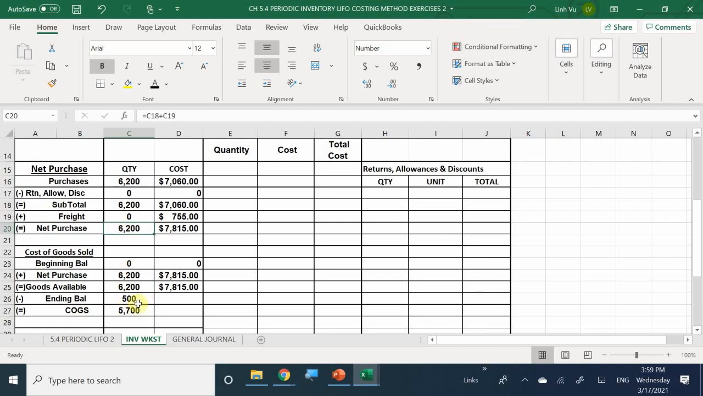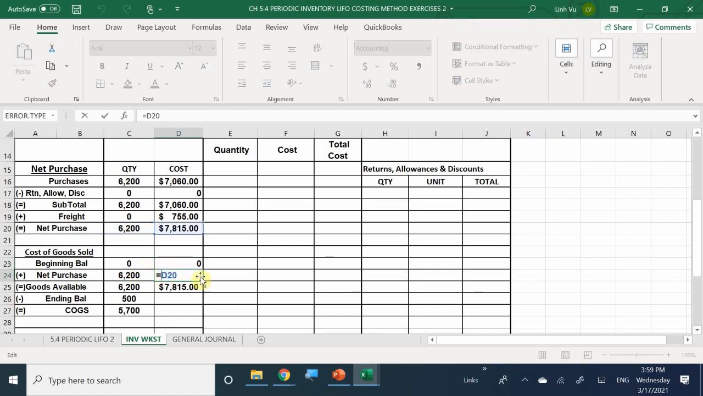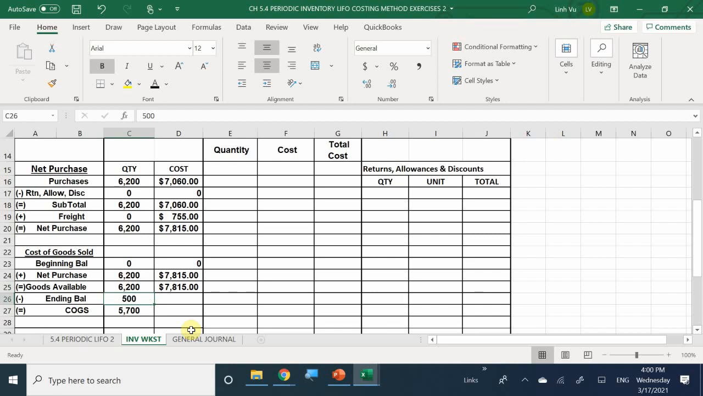The net purchase is just the net purchase from up on top. Correct, I just cell referenced and copied it down. It's not a formula, I just cell referenced it and pulled that information down here. The same thing with the 7,815. Then the goods available was 0, because the formula for goods available is beginning plus your net purchases. So it's 0 plus my net purchases, which gives me my goods available of 6,200. Same thing on the other side.